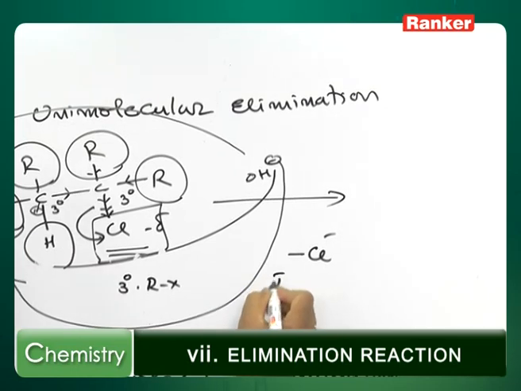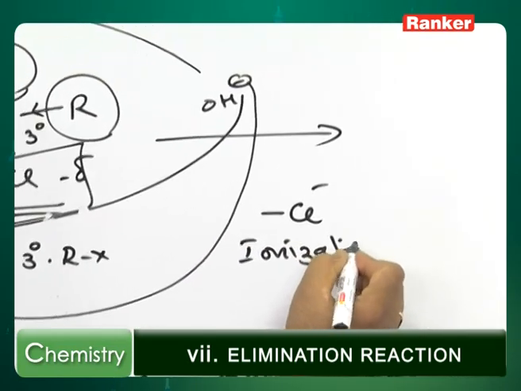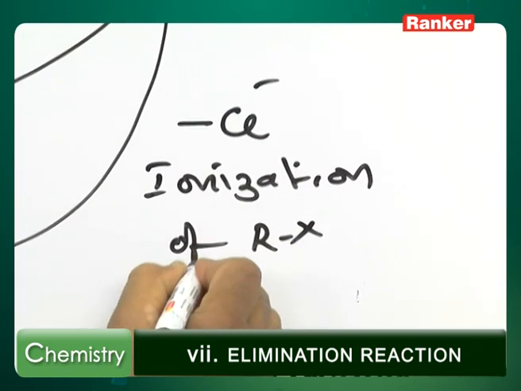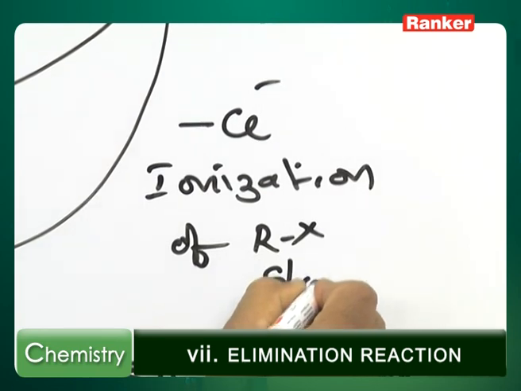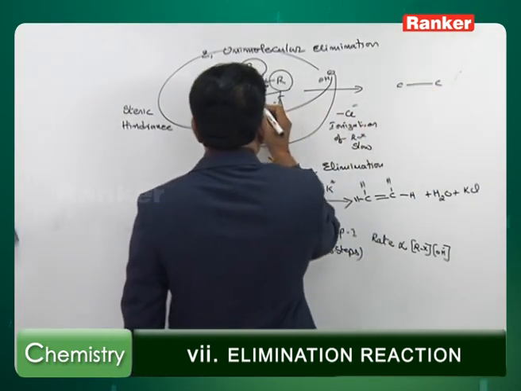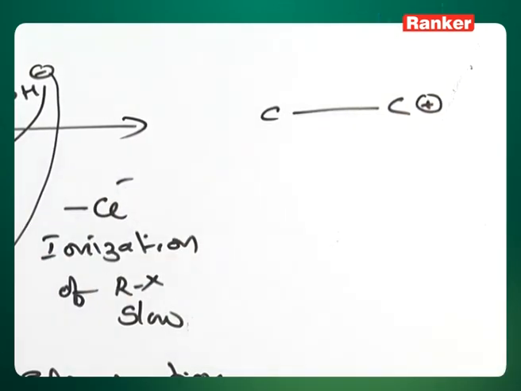This step I call the ionization of alkyl halide. This happens to be the slow step in fact. Then once the Cl is lost, this will become a carbocation. What is the symmetry of this carbon?